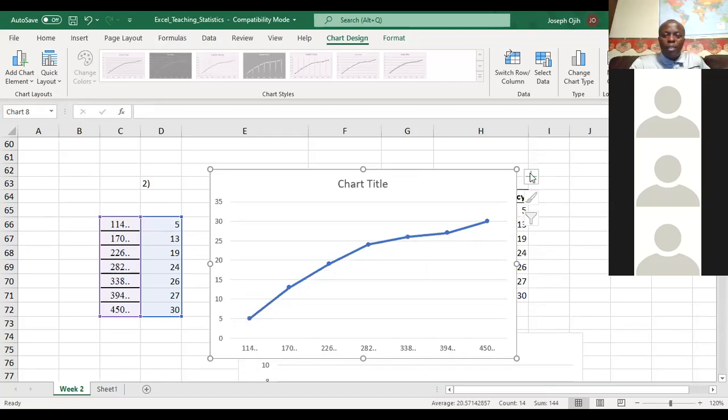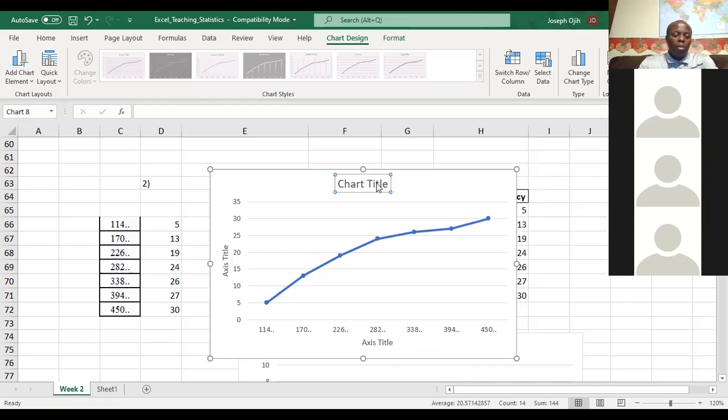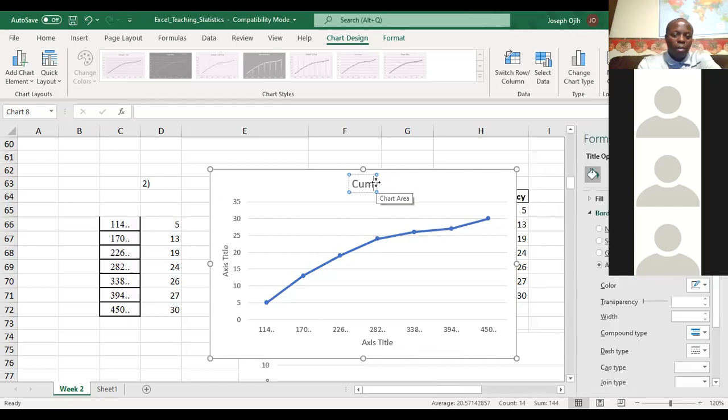Now, we can format it by putting in the axis titles. And call it the cumulative ogive for GPS prices data. Excuse me. Price in dollars. And then you're going to have your cumulative frequency.